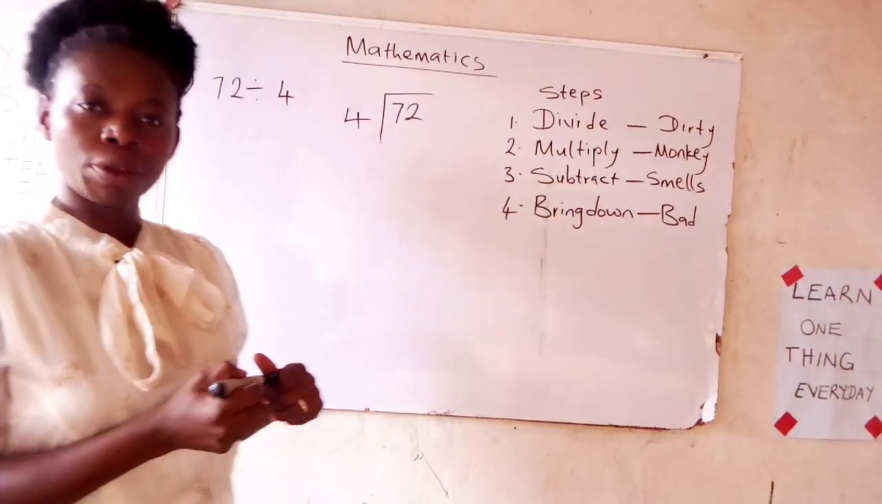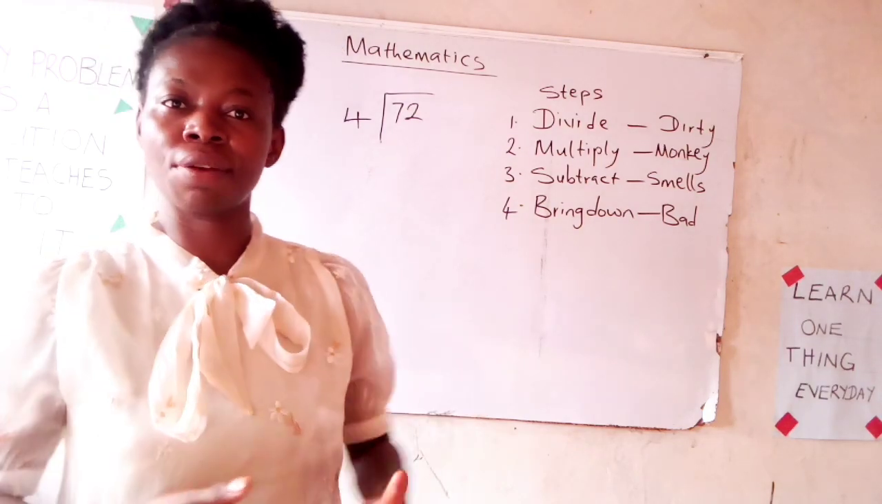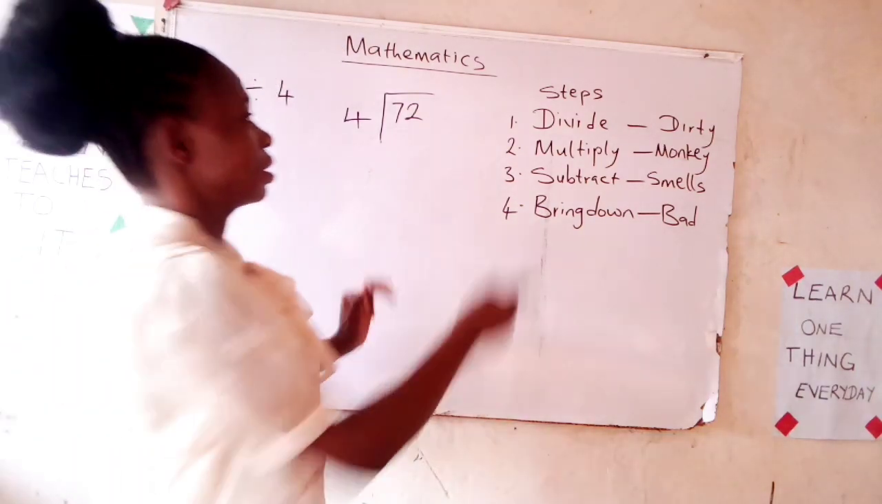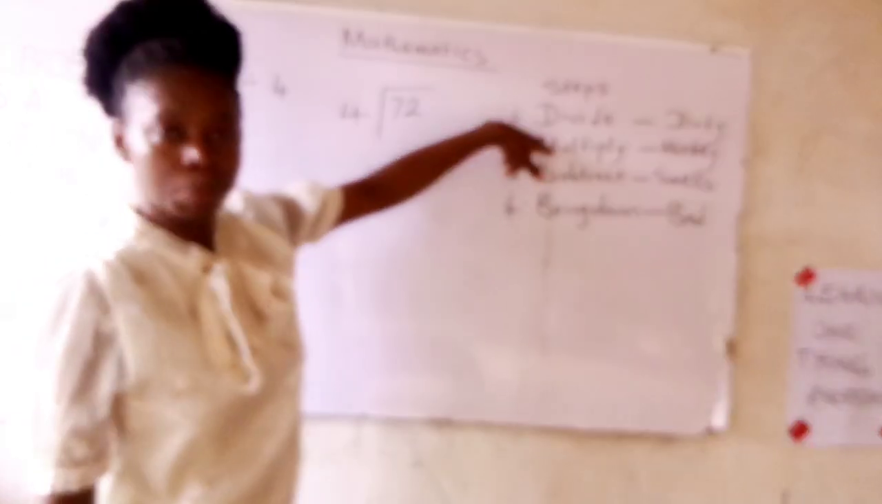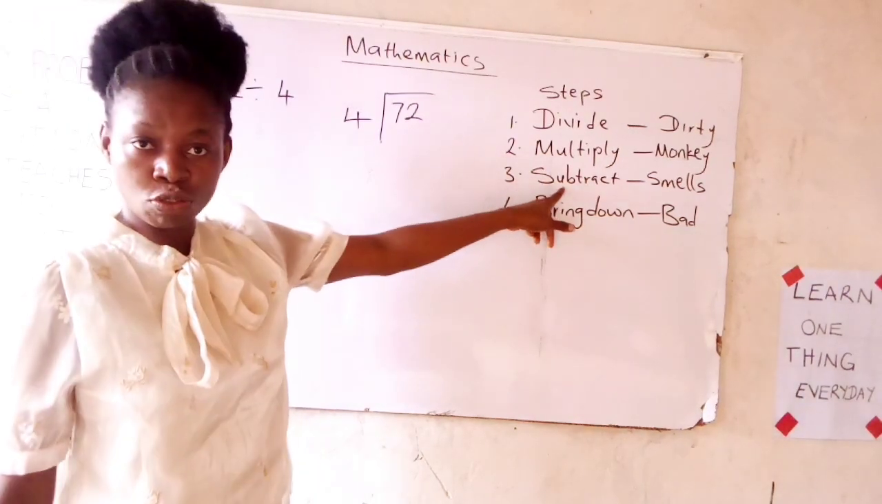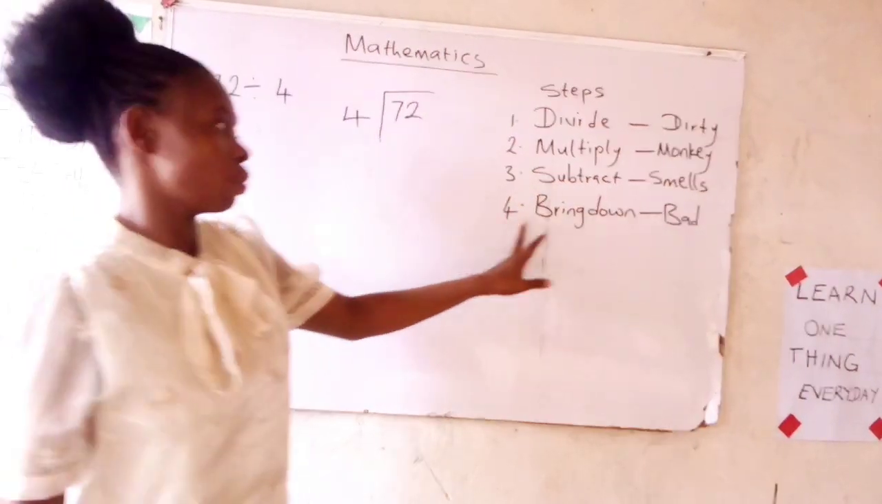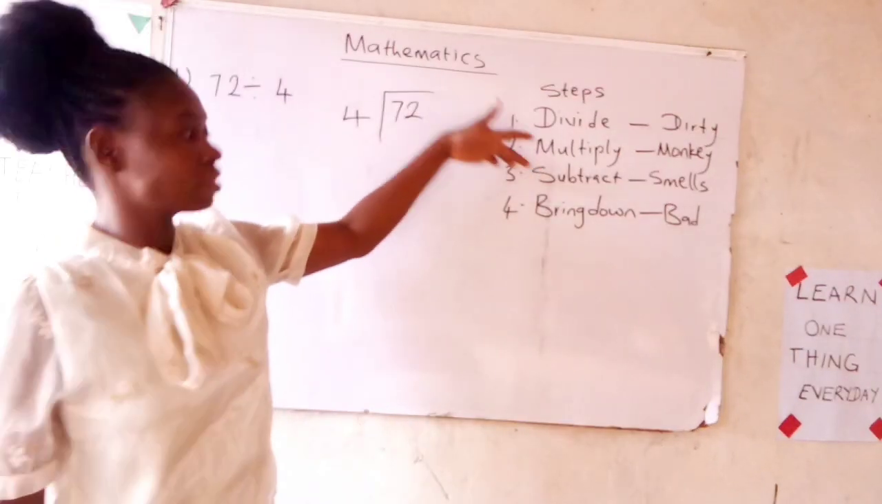So, we're going to be taking the steps. There are steps to be taken whenever you are carrying out long division. The first step is divide. The second step, multiply. The third step is to subtract. The fourth step is to bring down. Divide, multiply, subtract, bring down.